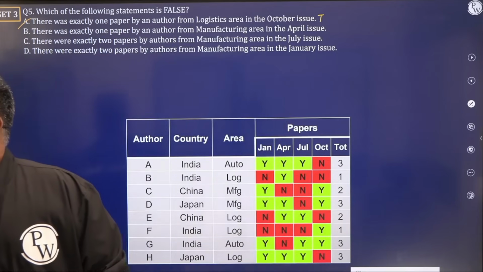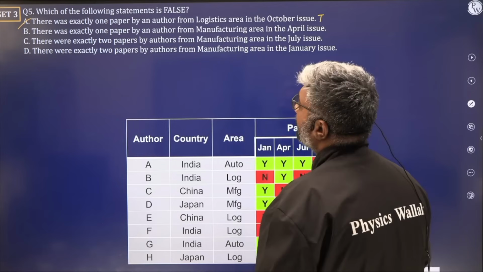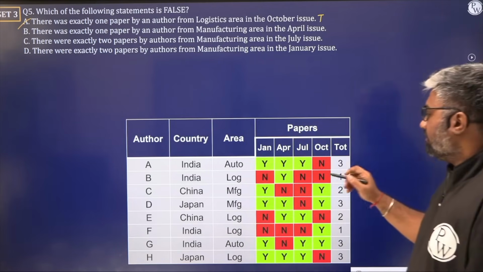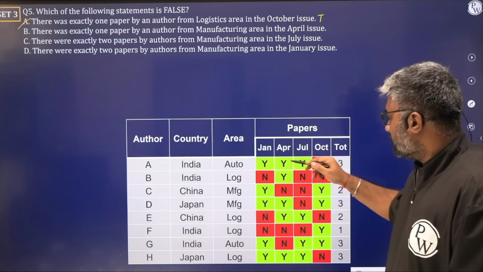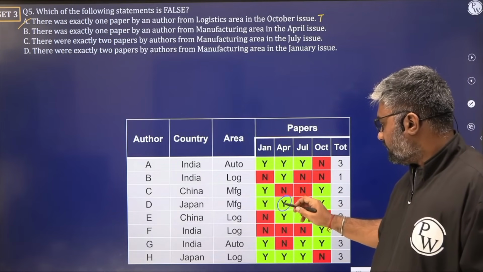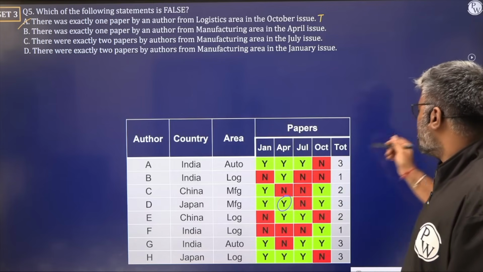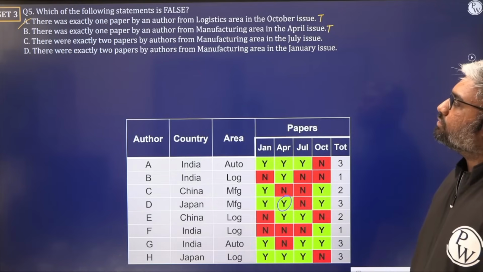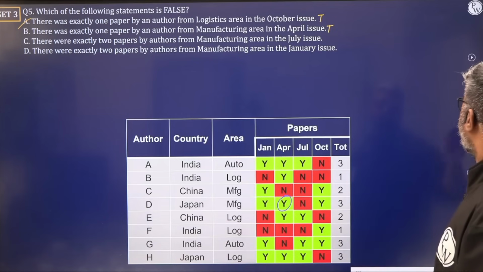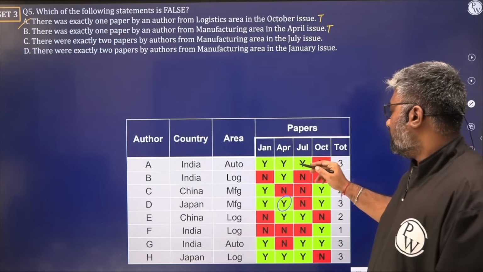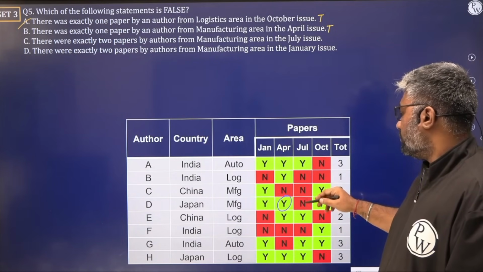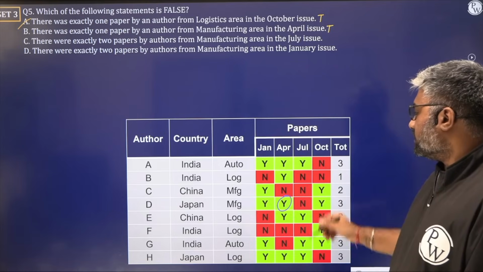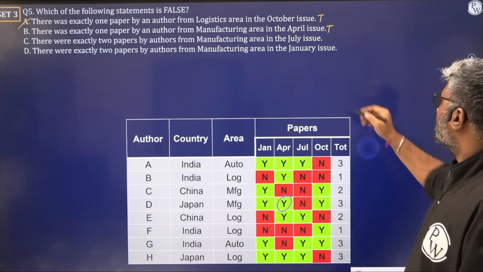Let's have a look at the second one. There was exactly one paper by an author from manufacturing in April. April, manufacturing. We have one yes. We have only two manufacturing folks, and one of them is yes, the other is no. Perfect. This is also true, don't want it. There were exactly two papers, manufacturing July. July, manufacturing exactly two. Two are out. Nope. Both of them do not give, specifically do not give their publications in July. So this has to be the false one.